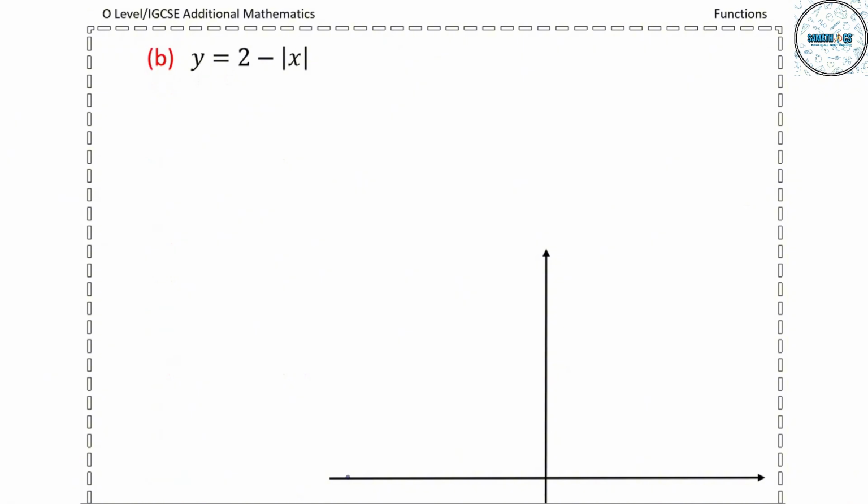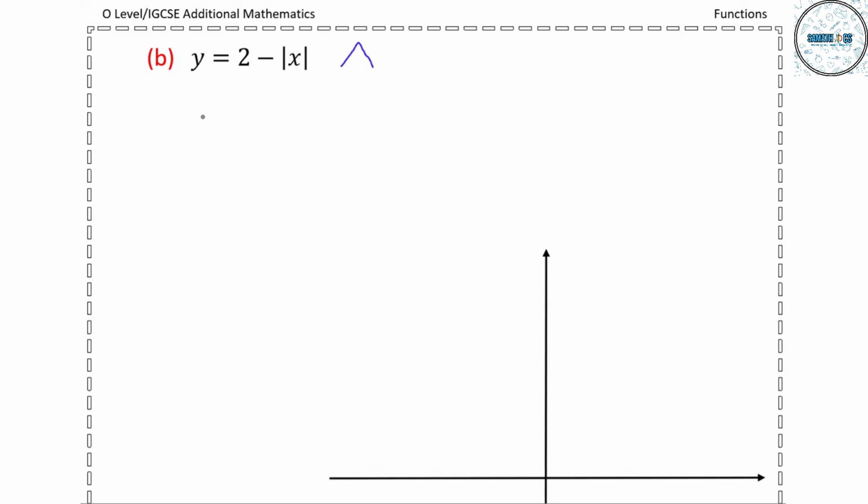Let's do another kind of equation in which we have y is equal to 2 minus absolute of x. Now you see there is a minus sign before the absolute sign. So it means in this case, the graph will be an inverted V. It will be like this. Whenever there is a minus sign before the absolute sign, the graph is an inverted V.